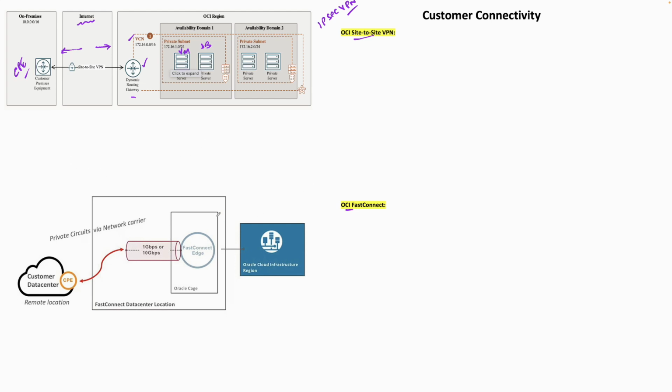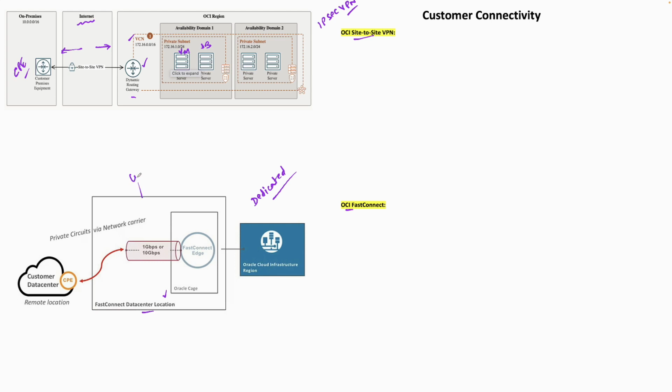But the second type is more dedicated. You can think of it as a dedicated leased line between your customer data center, where you have the customer premise equipment, and your OCI region. Normally it is via the FastConnect data center location. Oracle has teamed up with several vendors who help provide this connectivity. From a remote location or a customer data center, you can reach Oracle's approved vendor list, and from there you can go to the OCI region.